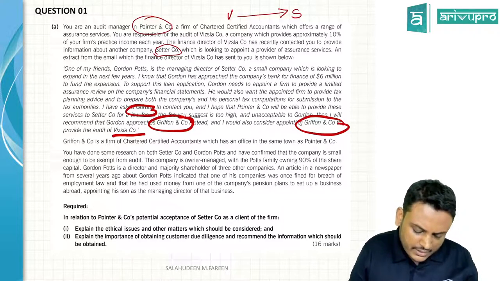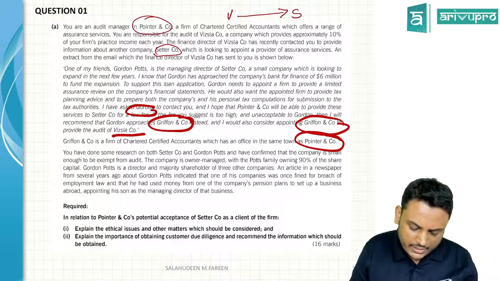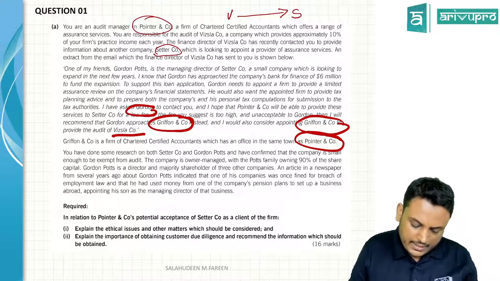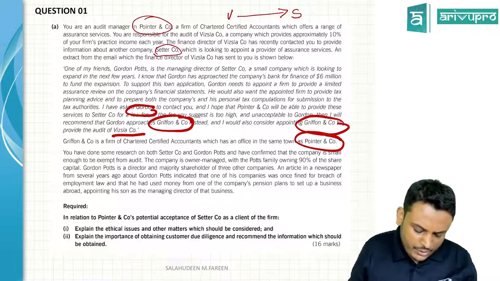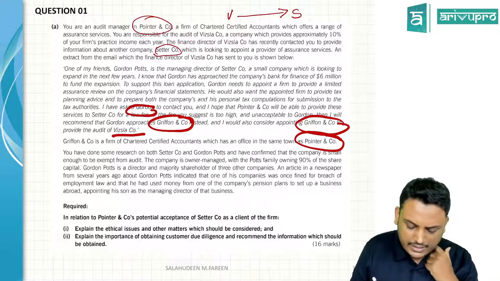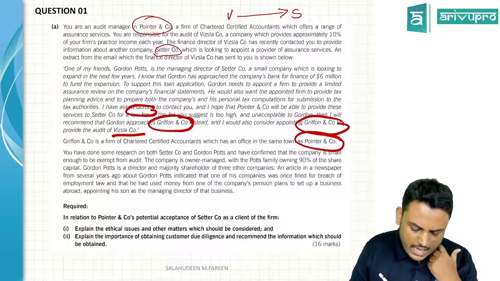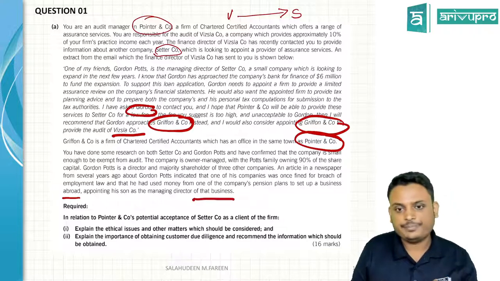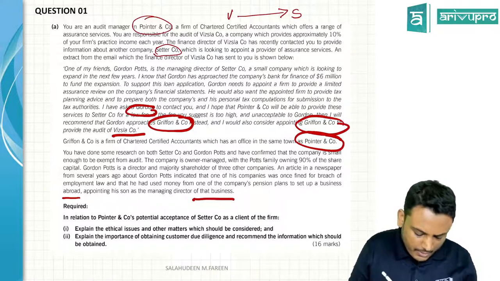Griffon & Company is a chartered accountant which has an office in the same town as Point. You have done some research on both Setter Company and Gordon Potts, and have confirmed that the company is small enough to be exempt from audit. The company is owner managed, with the Potts family holding 90% of the share capital. Gordon Potts is a director and majority shareholder in three other companies. An article in a newspaper from several years ago indicated that his company was fined for breach of employment law and that he used money from the company's pension plan to set up a business abroad, appointing his son managing director of that business. His integrity is in question.